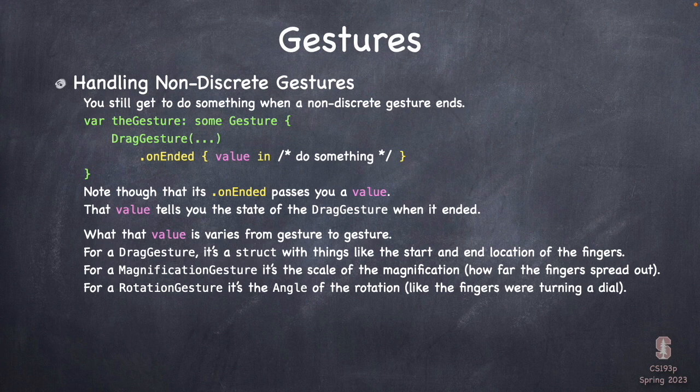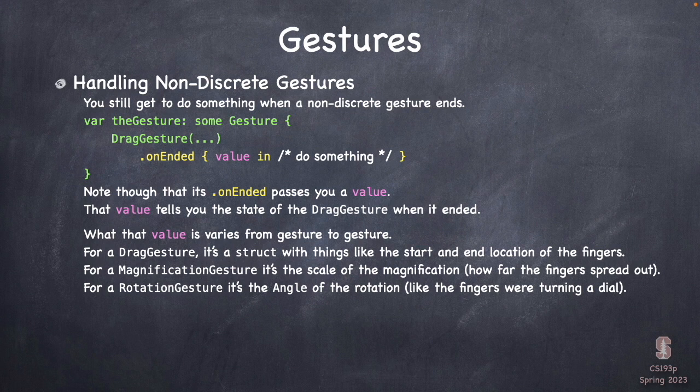Magnification gesture, which is what you think of as a pinch, super simple value. It's just the scale. Right? If the fingers start here and then move twice as far apart, it's just the number 2. If they start here and move halfway together, it's 0.5. So it's just telling you the scale. That is the entirety of the value. It's a CGFloat for a magnification gesture. And for a rotation gesture, it's an angle. Right? Remember we saw that type Angle that we used in our pie. It's just going to report to you the angle of the rotation.